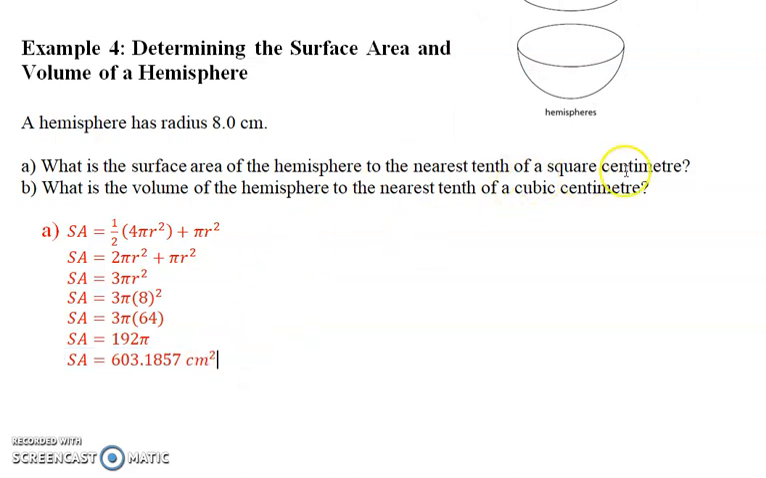Okay, and then it says the nearest tenth of a square centimeter. I can put that in at the end. Remember, it's all or nothing, right? And the 8 rounds the 1 up to a 2. Okay, so the surface area of a hemisphere with a radius of 8 is approximately 603.2 centimeters squared.